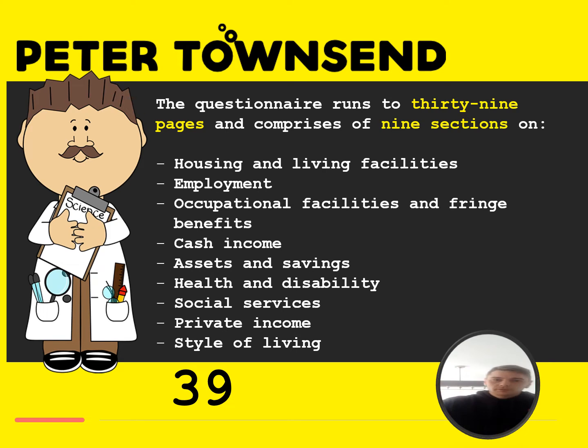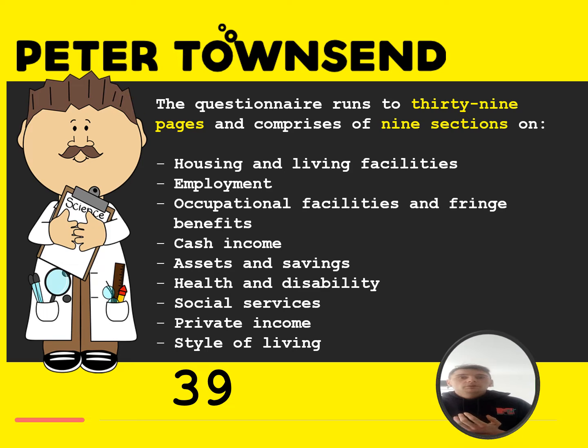Well, if you look at the list above me, Townsend broke this down into some key sections. And he wanted to examine poverty on a range of principles, looking at things like how much cash income do you have? Do you own your own property? What kind of health problems do you go through? What kind of house do you live in? And what kind of employment have you been given?